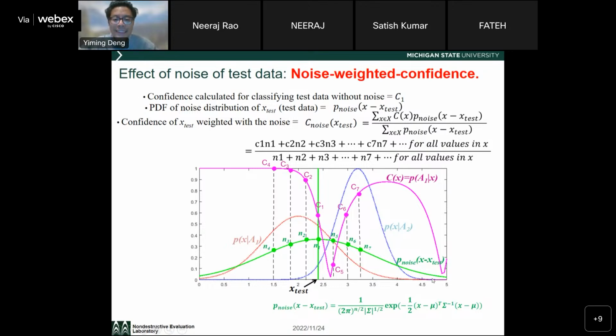So I will get my noise distribution here. Well, you can see this is one way of incorporating noise. This is not the only way of incorporating noise, but this is just one way we do it. And also the noise model here is a simplified Gaussian model. Depending on the physics of your NDE measurement, you can have a more realistic assumption there. Okay, so hopefully I give you the basic idea.